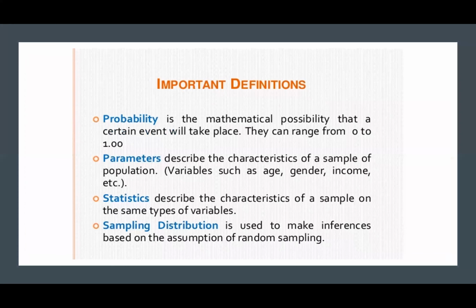Important definitions. Probability. It is the mathematical possibility that a certain event will take place. It can range from 0 to 1. The parameters describe the characteristics of a population, including the variables such as age, gender, income, etc. Statistics describe the characteristics of a sample on the same type of variable. Sampling distribution is used to make inferences based on the assumption of random sampling.